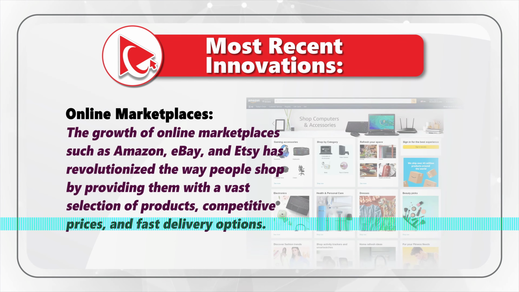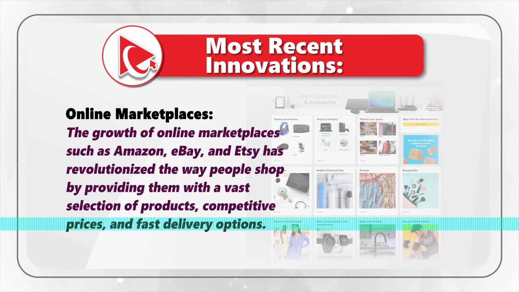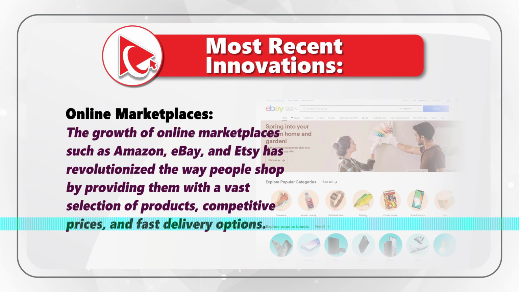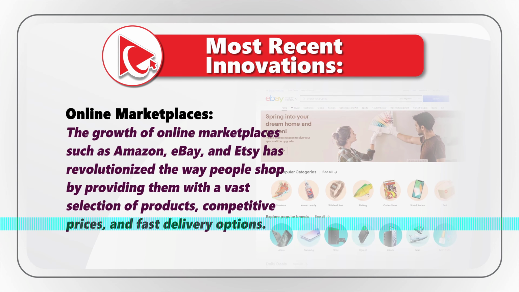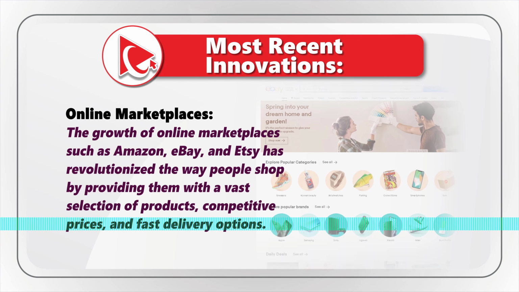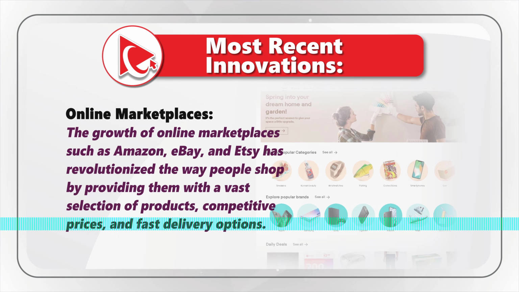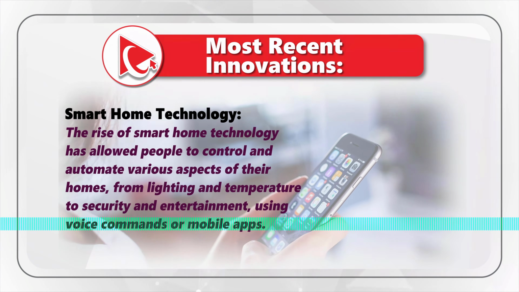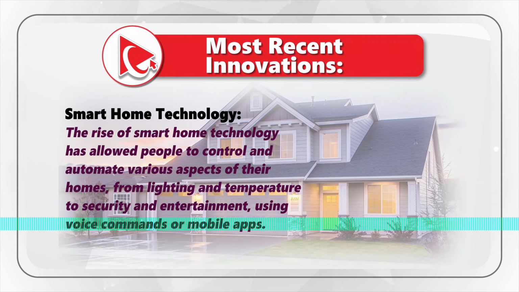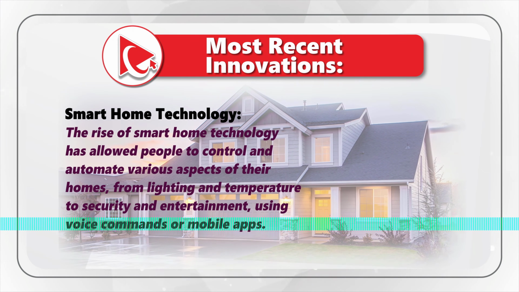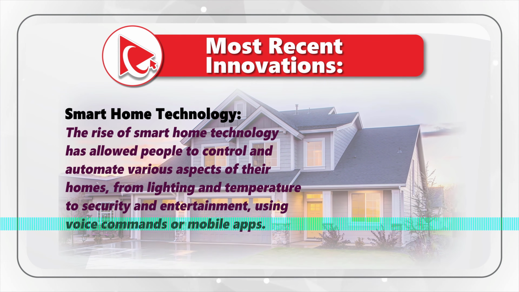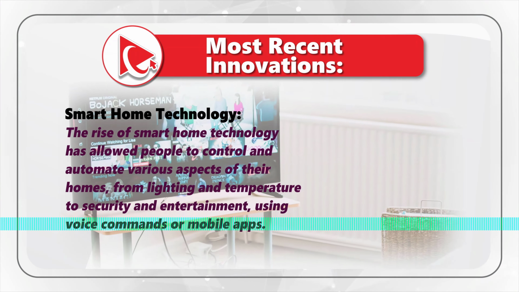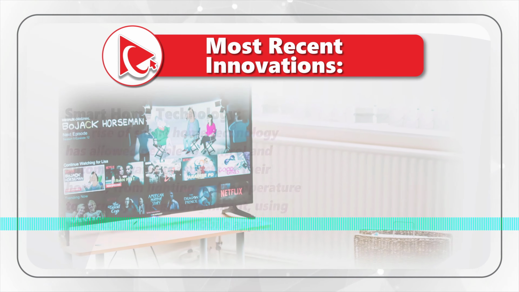We also recently enjoyed innovation of online marketplaces. Companies such as Amazon, eBay, and Etsy revolutionized the way people shop by providing them with a vast selection of products, competitive prices, and fast delivery options. And last but not least on my list is smart home technology. The rise of smart home technology allowed people to control and automate various aspects of their homes, from lighting and temperature to security and entertainment, using voice commands and mobile apps.